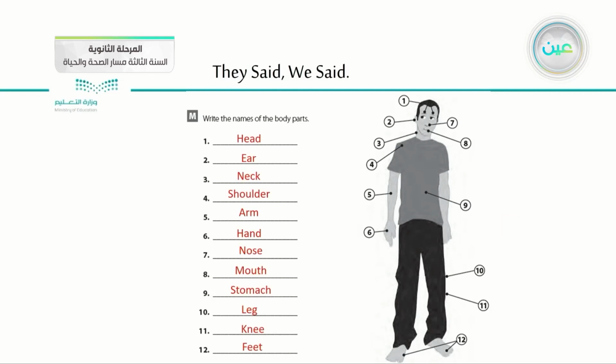Okay, now we will go to the page where we have a slide. Number 1, head, ear, neck, shoulder, arm, hand, nose, mouth, stomach, leg, knee, and the last one is feet.